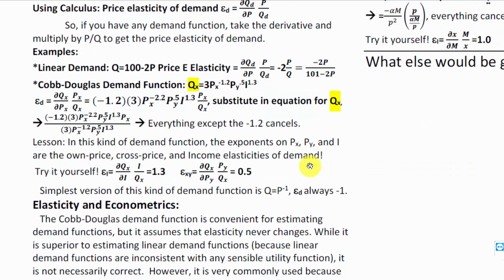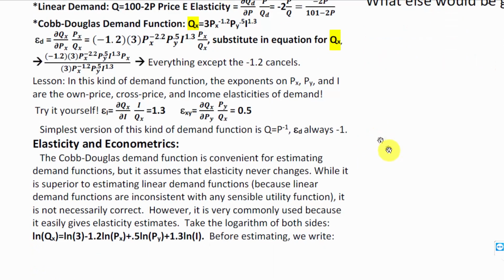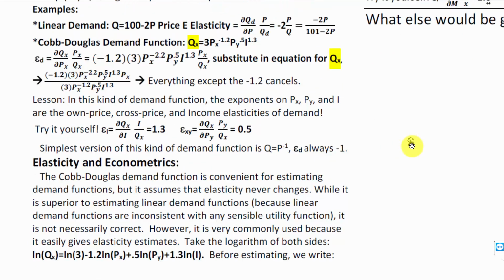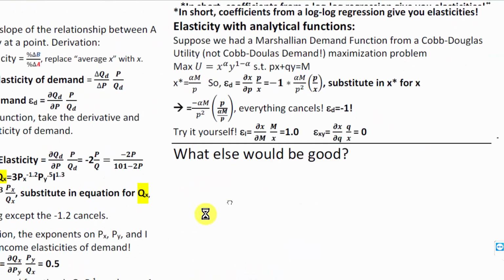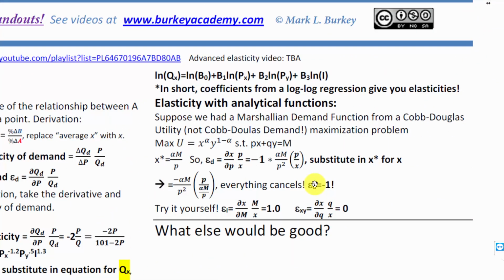And here I go through an example using a numeric example with a Cobb-Douglas demand function, not to be confused with a demand function that comes from a Cobb-Douglas utility function. A little bit on econometrics here and why you can use a log-log model to estimate elasticities, and a little bit about what the assumptions are there, and then a little bit on what we're going to do today, elasticity with analytical functions, starting with a Cobb-Douglas.